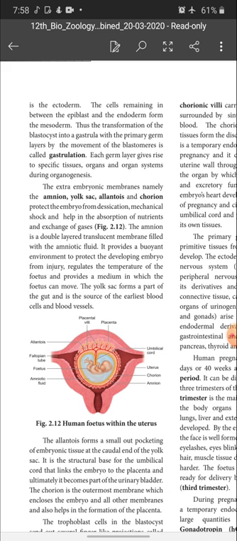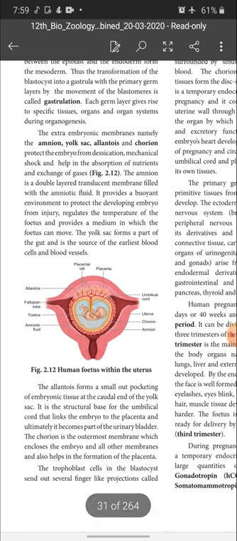Next, the yolk sac. What is the yolk sac? It forms a part of the gut and is the source of the earliest blood cells and blood vessels. Gut means what? It is the digestive tract. So it forms a part of the gut and acts as the earliest source of blood cells and blood vessels. That is the simple function. Next one, the third one, is what? Allantois. Allantois forms a small outpocketing of embryonic tissue.